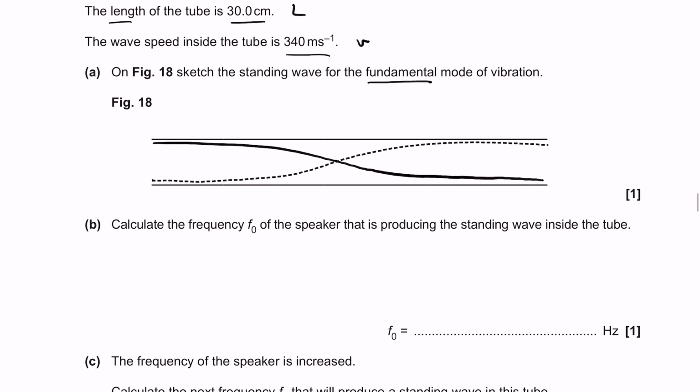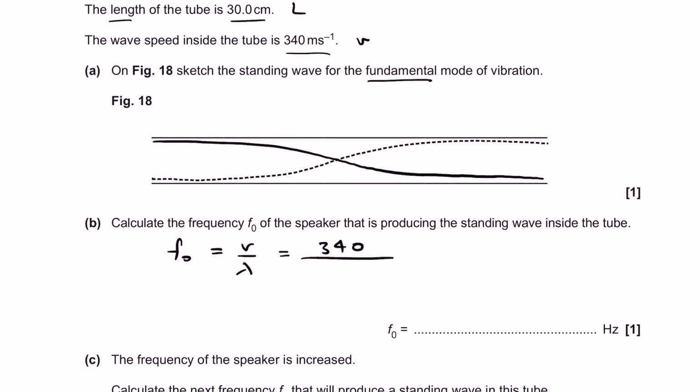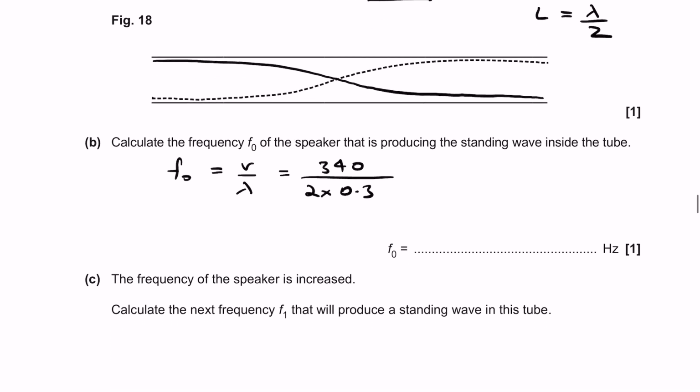Calculate the frequency, F0, of the speaker that is producing the standing wave inside the tube. So F0 is equal to V over lambda, 340 divided by lambda. Now lambda over here, so L is lambda over 2. So therefore, lambda is 2 times 0.3, and that gives me 567 hertz.